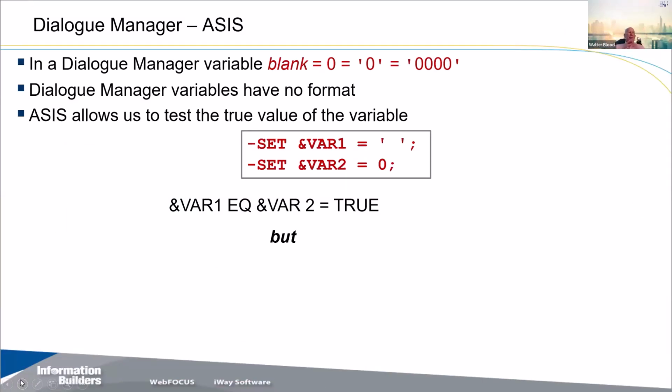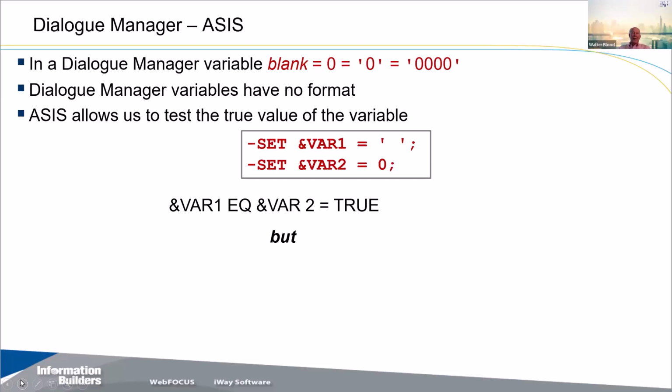One of the things that we have in there is a little function called AS IS, right? Now, in Dialog Manager, for the most part, a blank, a zero, a quote zero quote, a quote 0000 quote are all the same. They're equivalent. And if you do an equation, if you equate them, that's what you're going to find out. That statement, blank equals zero equals quote zero quote equals quote 0000 quote, is true.